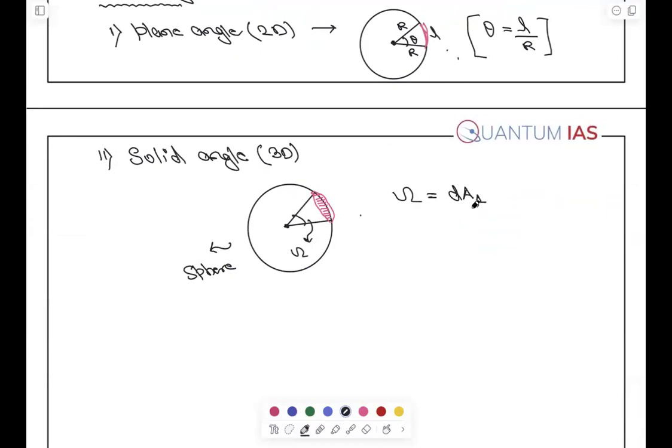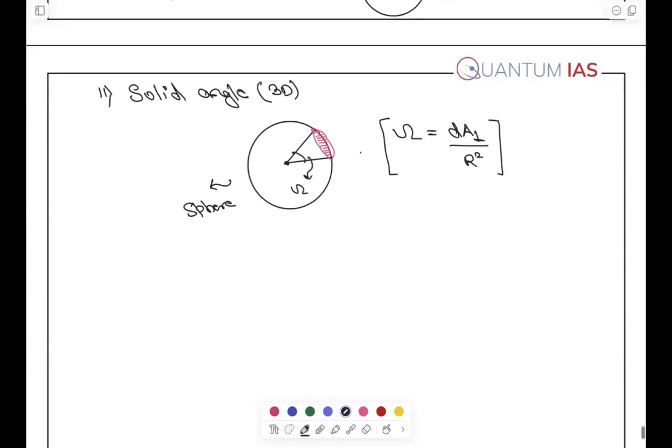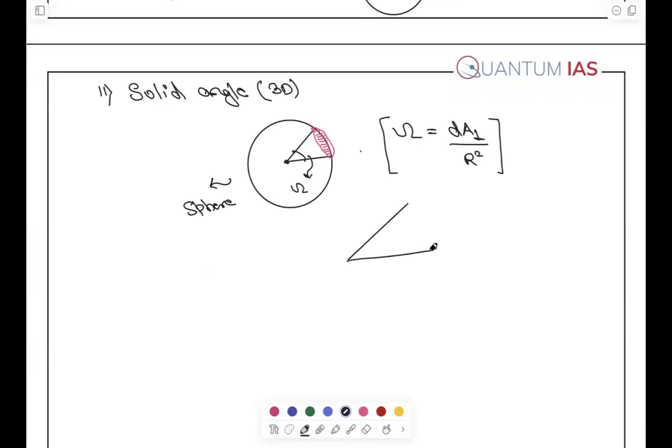And here omega is defined as A perpendicular by R square. Why R square? Because both angle and solid angle are dimensionless quantities. Both are what? Dimensionless quantities. You need to understand why A perpendicular: for the same omega, we can have various types of areas. What we will take? We always take A perpendicular.